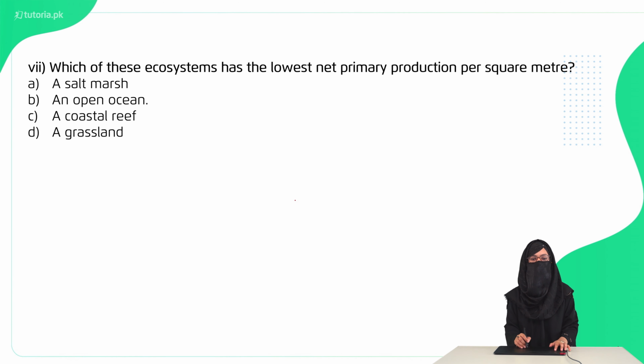Question 7: which of these ecosystems has the lowest net primary production per square meter? Option A, salt marsh. Option B, open ocean. Option C, coastal reef. Option D, grassland. The right option is option B, open ocean.